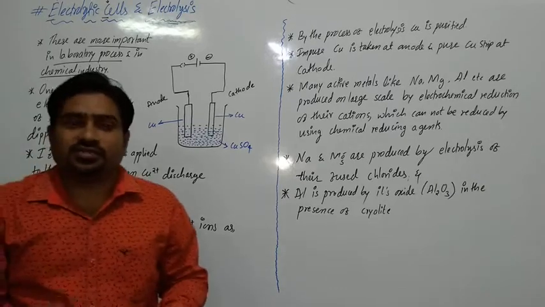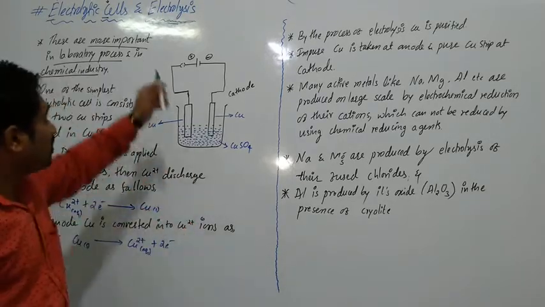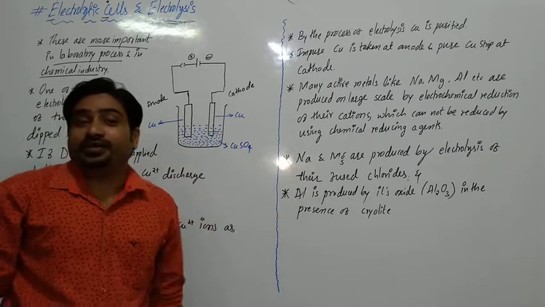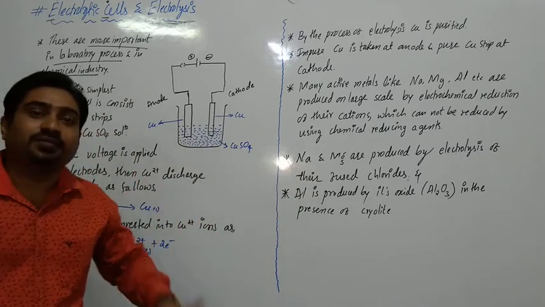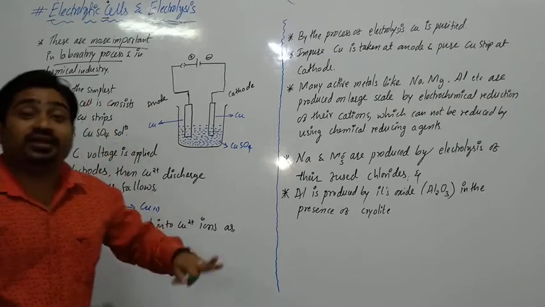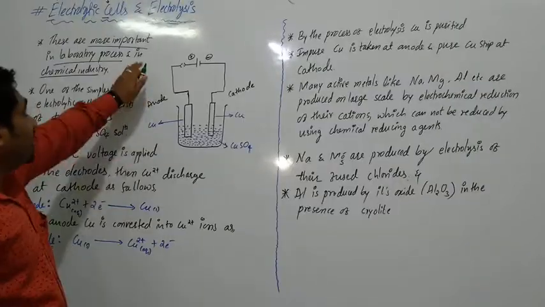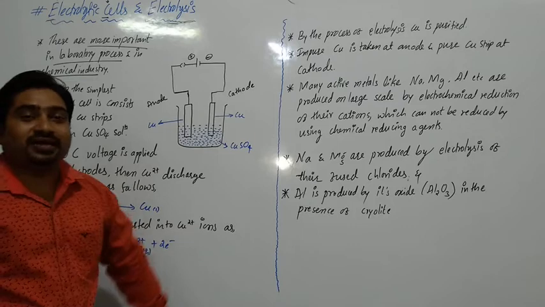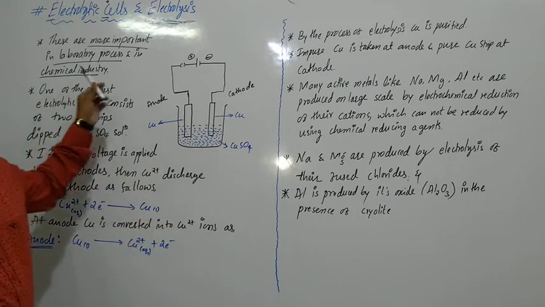To prepare some chemicals we should go for electrolysis. There are some chemicals which cannot be prepared by other methods. They can be best, economically and conveniently prepared by the electrolysis process. So for them we should use electrolysis.